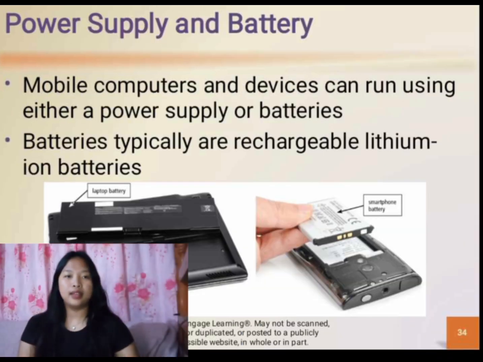The last is power supply and battery. Mobile computers and devices can run using either a power supply or batteries. A power supply provides power to electronic devices. It converts alternating current, or AC, from the wall outlet to the direct current, or DC, that devices need.